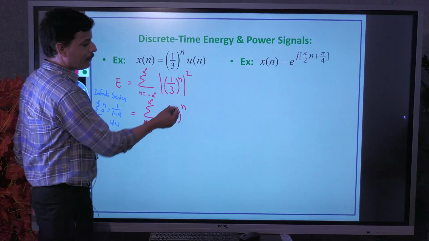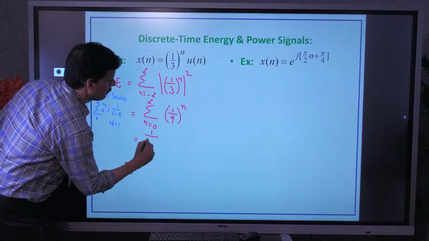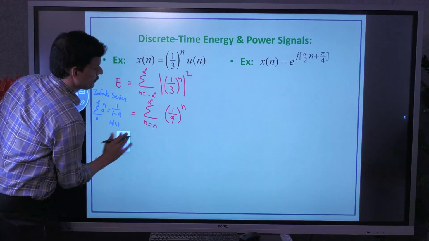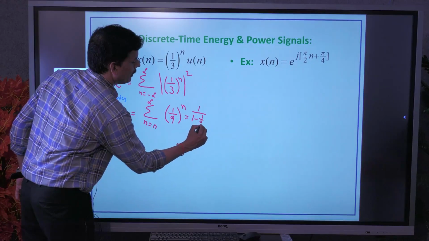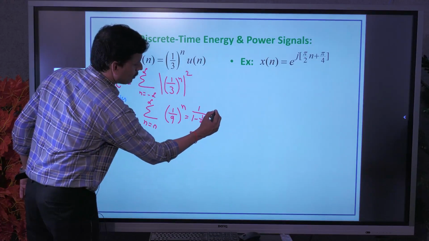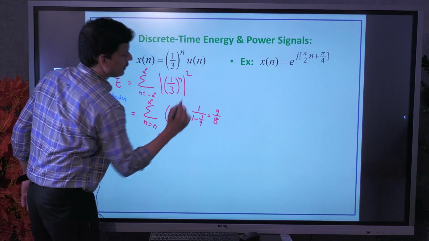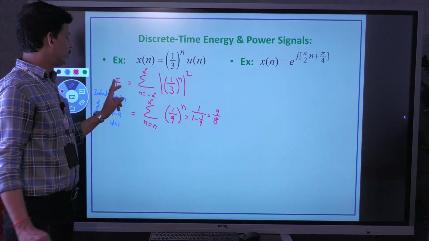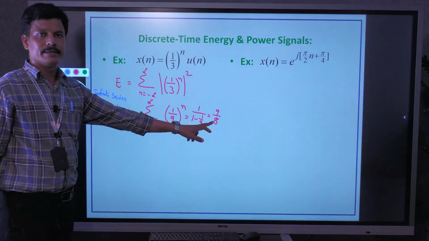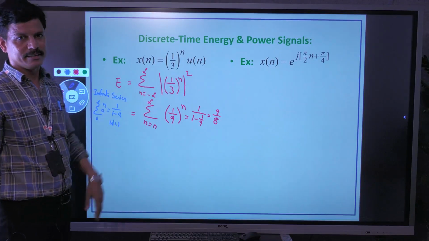So this can be simplified as 1/(1 minus 1/9). This is equal to, I think, 9/8. So here itself, the total energy E is finite. Here itself we can confirm that the given signal is an energy signal.